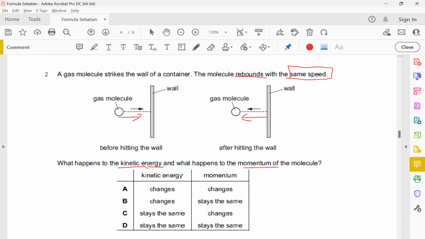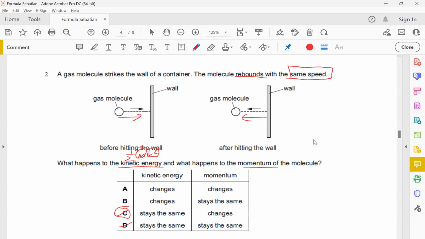Now, you haven't learned the kinetic energy formula yet, but kinetic energy is half mv squared, okay? If the speed is the same and obviously the mass before and after colliding is the same, then obviously the kinetic energy really does stay the same. So it's either between C or D already. But the momentum changes. Why? Why will the momentum change?